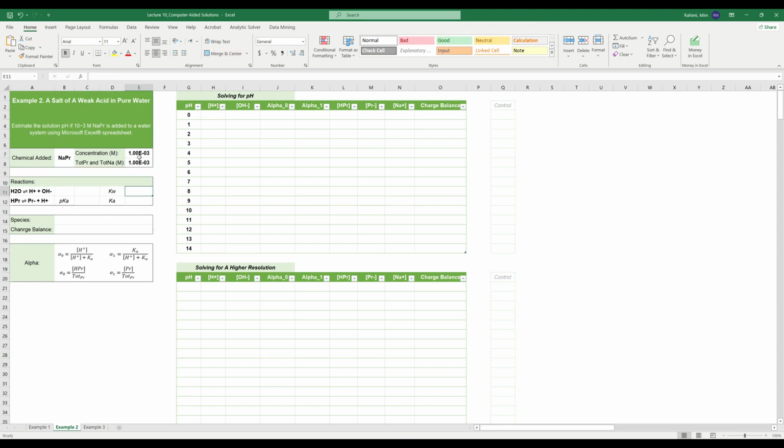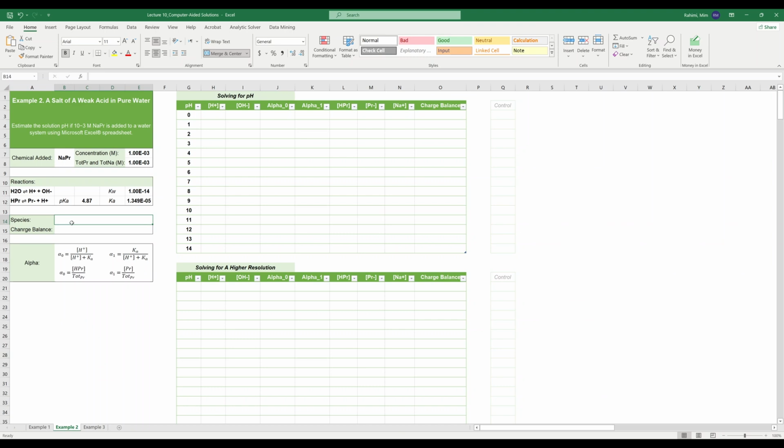In terms of the reactions, it's basically the same as the previous case. We're assuming that sodium is not participating in any other reaction. So what we have is the dissociation of the acid, HPR, and water as always. This would be 1e to the minus 14, and the pKa was 4.87, so this one would be 10 to the minus pKa.